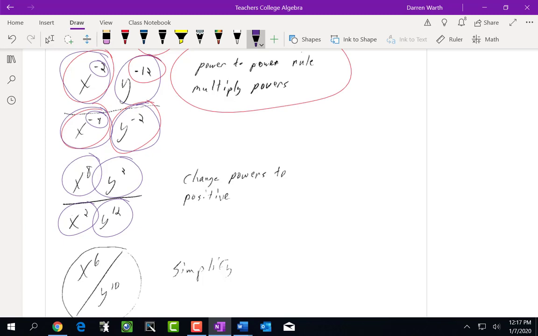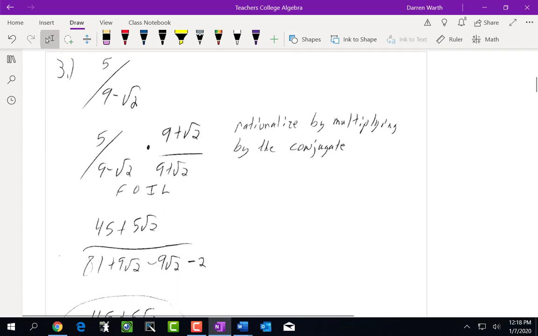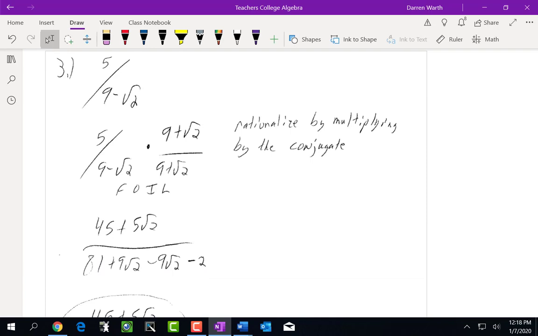So to simplify this, remember I've got 8 x's, I've got 2 x's, so that means that 8 minus 2 is going to be 6. And I've got 2 and 12, so I've got 2 y's on top, 12 y's on bottom, so 2 of them cross out, and I'm left with 10 on the bottom. And so that's going to be my answer, x to the 6th, y to the 10th.